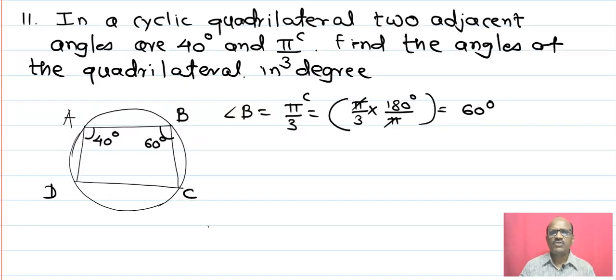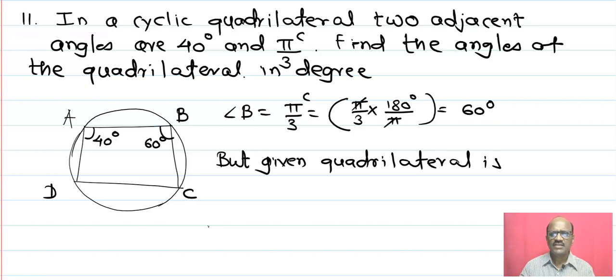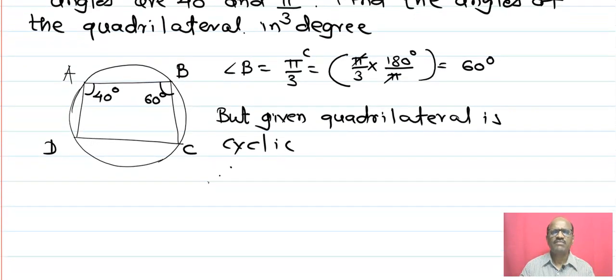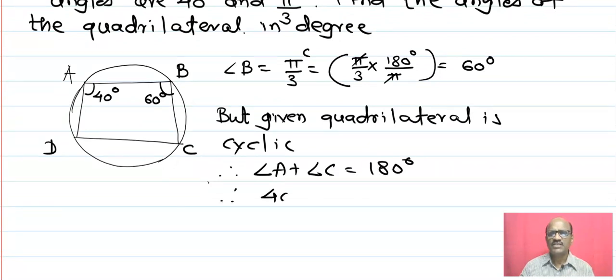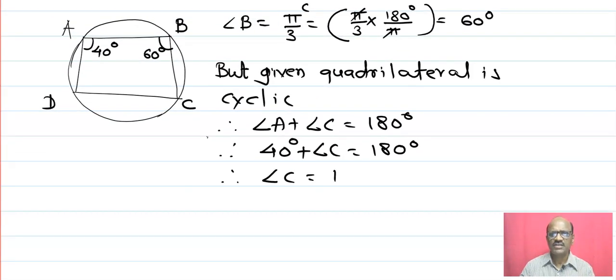In a cyclic quadrilateral, two adjacent angles are 40 degrees and pi by 3 radian. Find the angles of the quadrilateral in degrees. Now some angles are given in degrees, some in radians. His objective is only how you can face this type of problem. When some angles are given in degrees and some in radians, first convert everything into degrees. That is, angle B is equal to pi by 3 radian, means what? Pi by 3 into 180 upon pi, that is equal to 60 degrees.